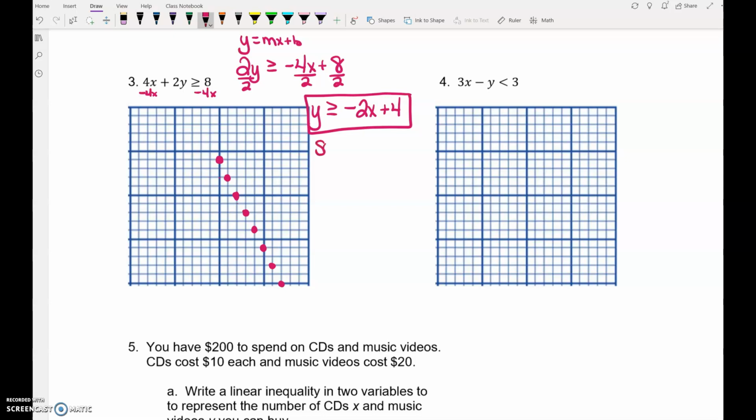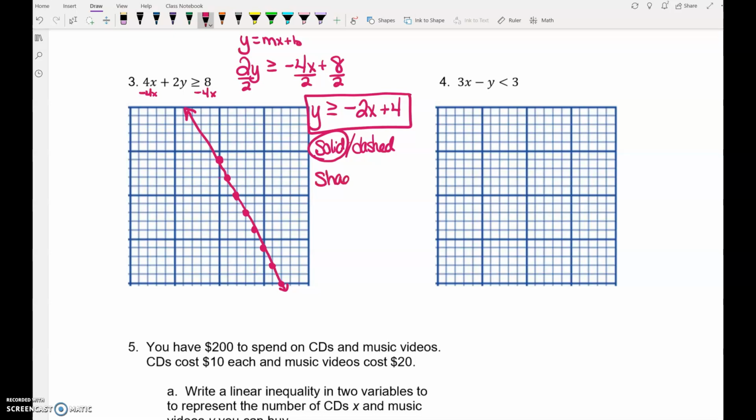Do we need to have a solid or a dashed line? Solid line. So draw in a solid line. Don't forget arrowheads on the ends. And cover the graph. Make sure it goes across the whole graph.